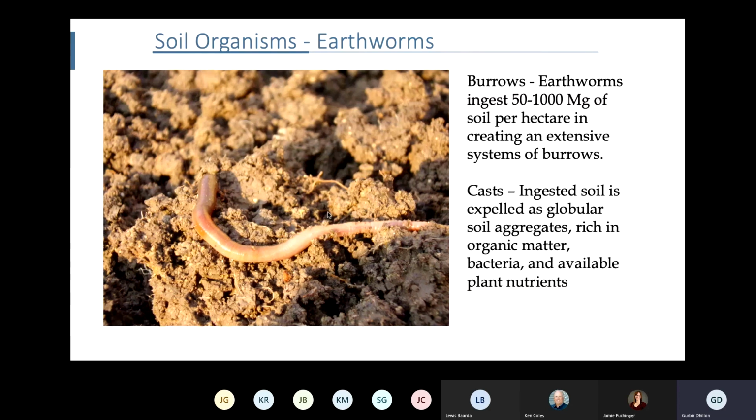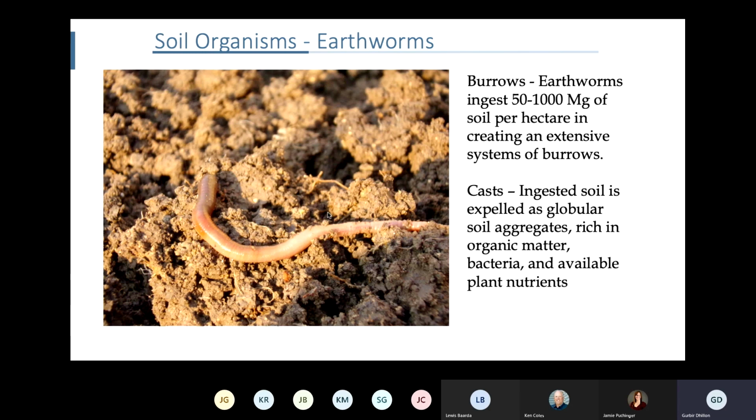The ingested soil is expelled as casts or globular soil aggregates. These casts have a higher concentration of polysaccharides, which are sticky substances, and they help in enhancing the soil aggregation. The casts are also rich in bacteria from the earthworm's gut, and the nutrients in these casts are also broken down into plant available forms due to the activity of digestive enzymes in the earthworm.